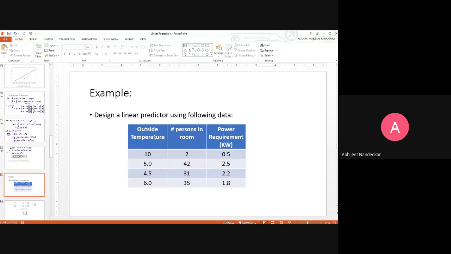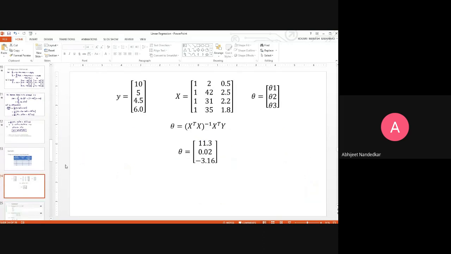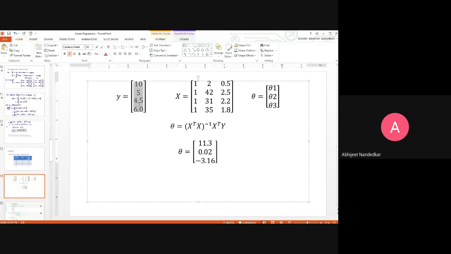So they are linear in the form of the first equation: power requirement is equal to some theta 0 plus theta 1 into outside temperature plus theta 2 into the number of persons in the room. That is my relation. With this relation, I want to find the values of the thetas so that I can then start predicting. So now I write my y values.